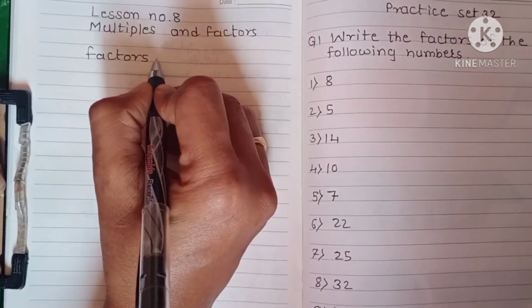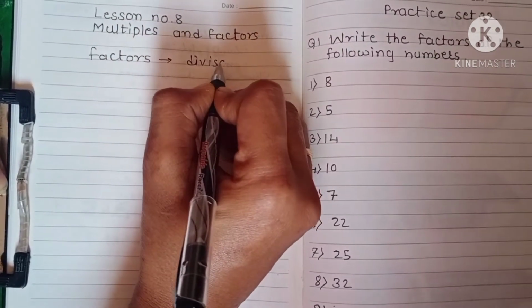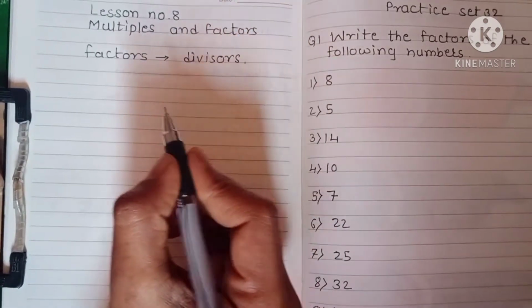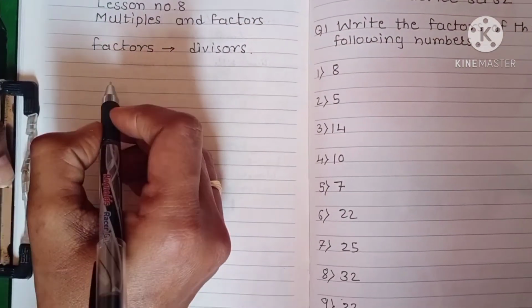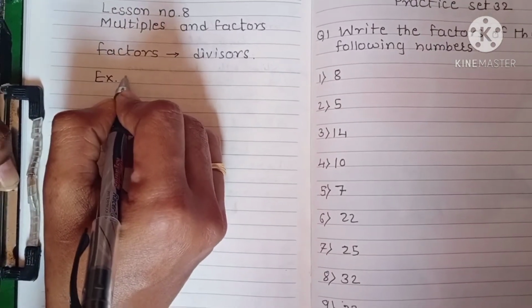See here, factors are also called divisors. Now, to understand how to write the factors of a given number, let's take one example. Suppose we have to write the factors of 12.